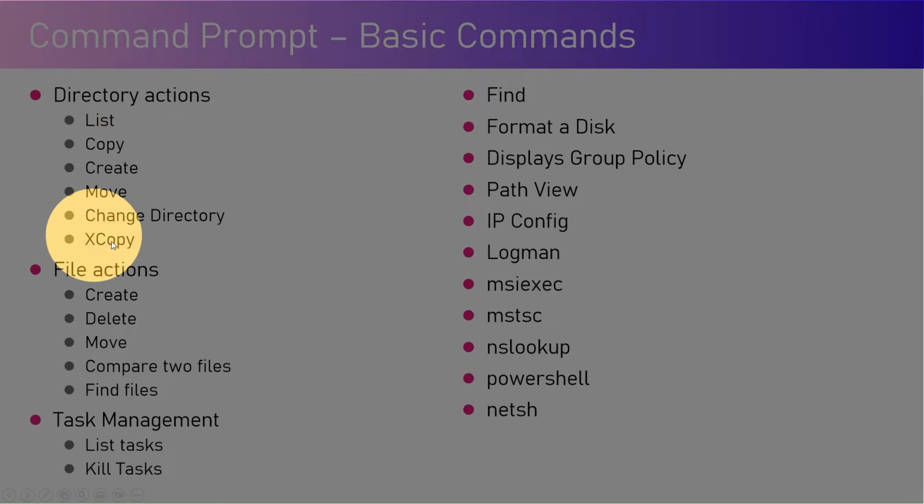Now, directory actions, file actions. So, in your file explorer, if you see the files and directories, now you can manage those files and directories using the command prompt. So you can list, copy, create, move, and change directory. Those actions can be done from the directory actions. From a file action, you can create a file, delete a file, move the file, compare two files, and task management. You can list the tasks, and you can kill a task available within your operating system.